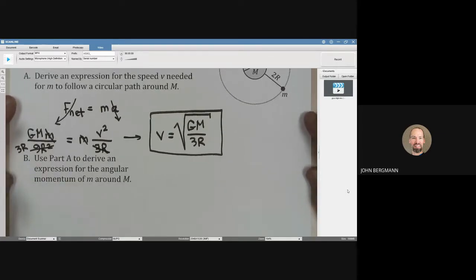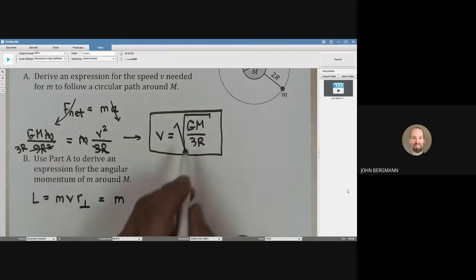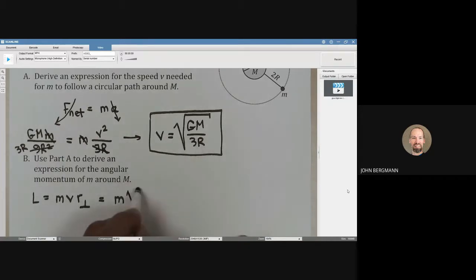Use part A to derive an expression for the angular momentum of little m around big M. One of the equations that we went through with angular momentum went something like this: the mass of the object times its velocity times r perpendicular. And in this case, we have m. V is that quantity right there, so let me put that in there. And then r perpendicular is that r that is perpendicular to the velocity, which is 3r.